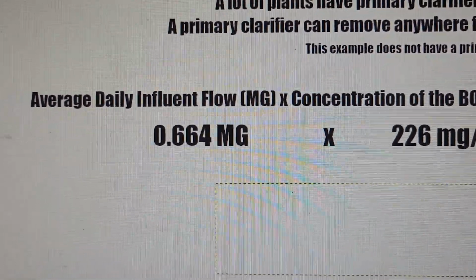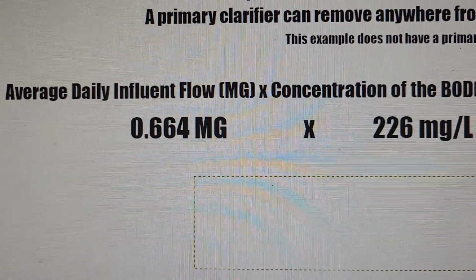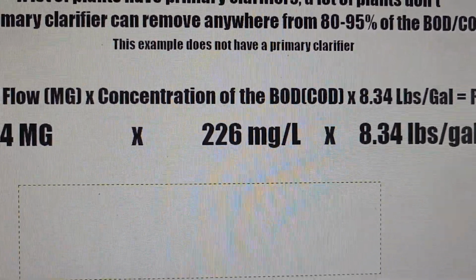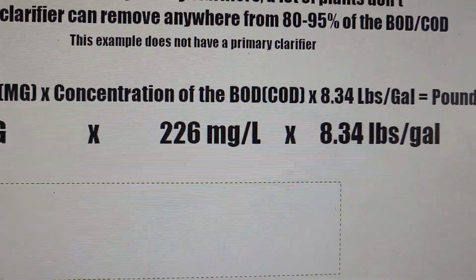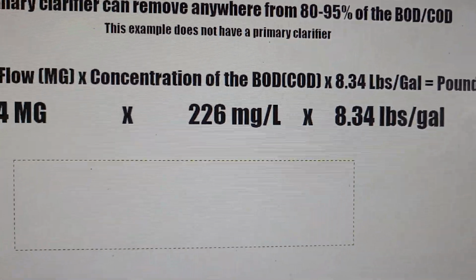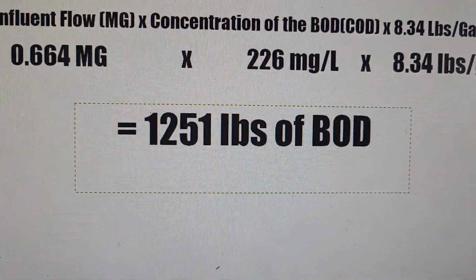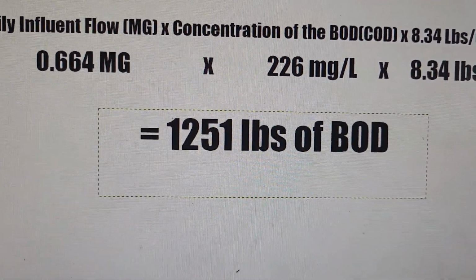The top part of your problem should be 0.664 million gallons times 226 milligrams per liter, and you're 8.34. I got that calculated out to 1251 pounds of BOD.